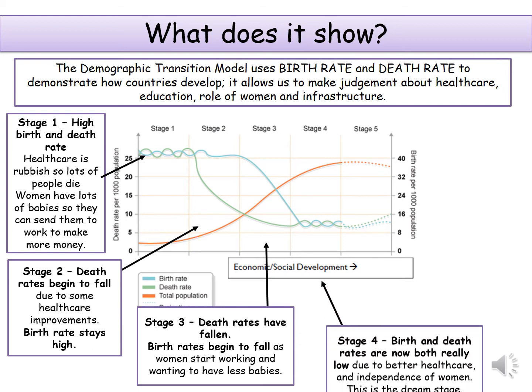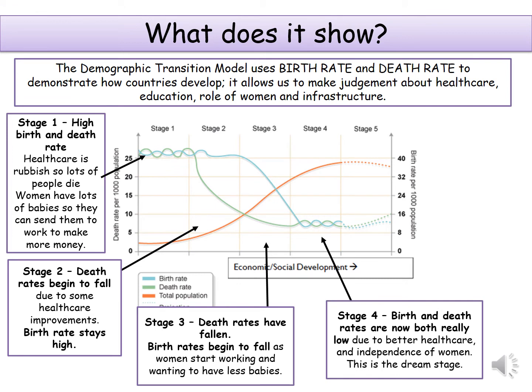Moving into stage 4 then. This is the stage that countries would dream to be in. This is where they all want to get to. Birth and death rates now are really low. So healthcare must be fantastic because people are living for a much longer time. Education must be better because women are now working and wanting careers.